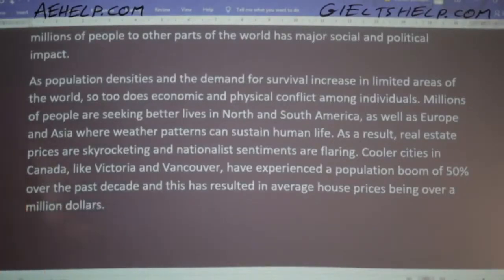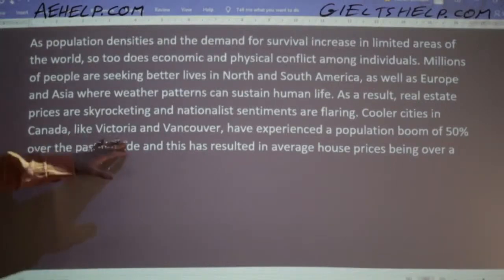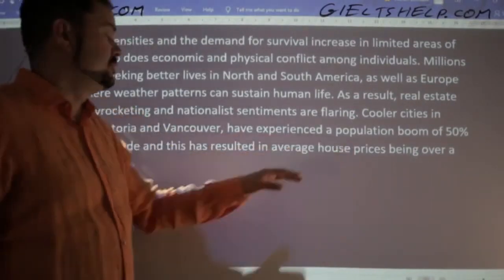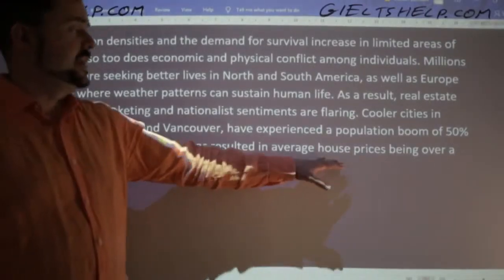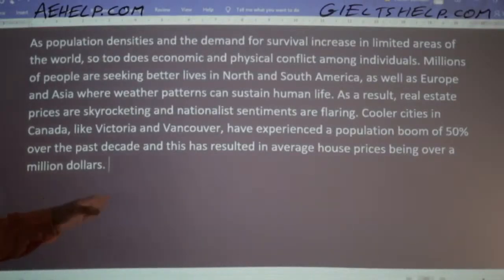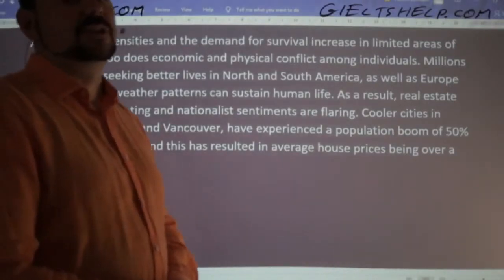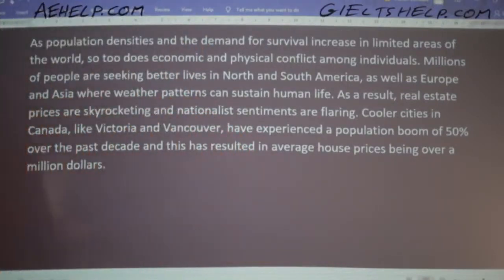All right. So there's a real world example. It's fairly easy for me because I can actually see it here in my part of the world. So cooler cities in Canada, like Victoria and Vancouver, have experienced a population boom of 50% over the past decade, and this has resulted in average house prices being over $1 million. It's true. Just this past year in Victoria, the average home now costs more than $1 million. All right.